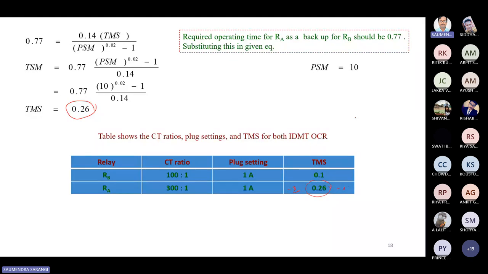Now if I'm talking about the setting of this overcurrent relay, RB ko hum logon ne CT ka ratio diya 100:1. Pickup setting kiska kitna hai? 1 ampere. So plug setting, pickup setting hum logon ne 1 ampere de diya. Basically we will be having the plugs on the overcurrent relay. So if you observe this overcurrent relay here, this plug has to be inserted at 1 ampere.